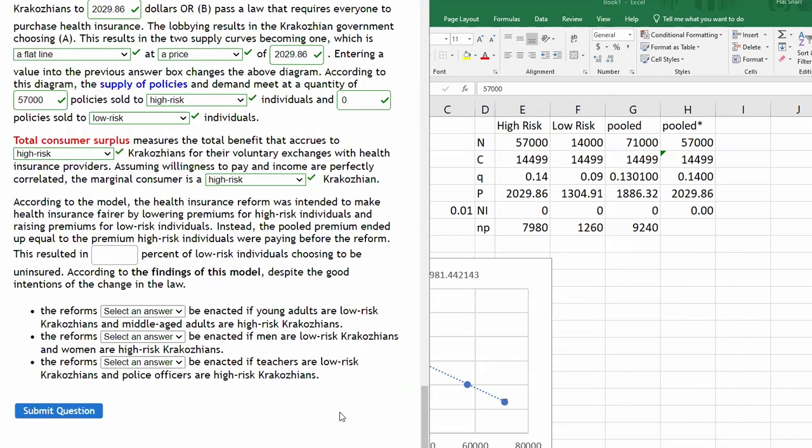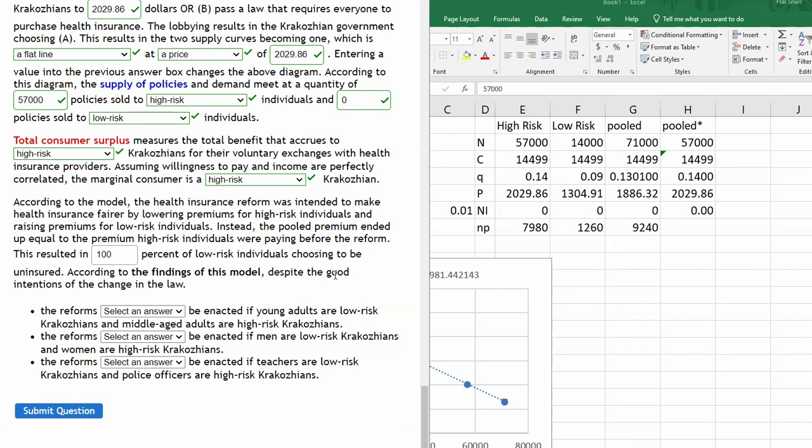According to the model, the health insurance reform was intended to make health insurance fair by lowering premiums for high-risk individuals and raising premiums for low-risk individuals. Instead, the pooled premium ended up equal to the premium high-risk individuals were paying before the reform. This resulted in 100% of low-risk individuals choosing to be uninsured.